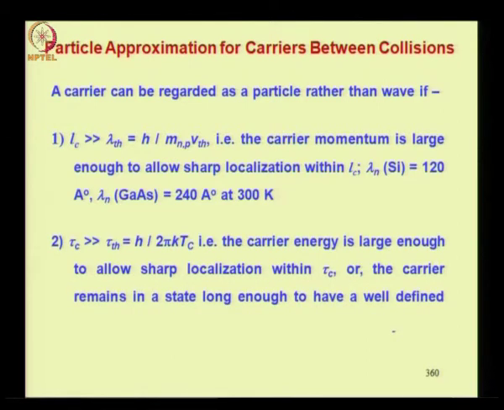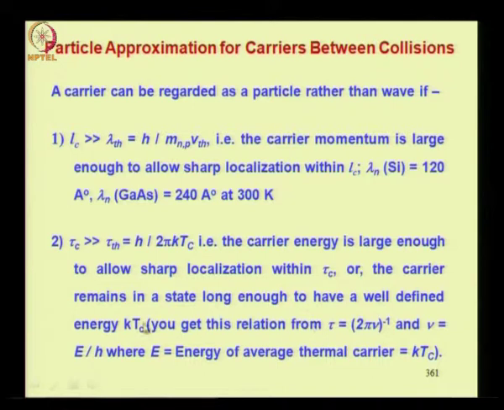Now the second condition for the particle approximation is that the mean free time between collisions should be much greater than this time constant tau thermal, which is given by h by 2 pi kTc, that is the carrier energy is large enough to allow sharp localization within tau c, or the carrier remains in a state long enough to have a well defined energy kTc. Okay. So this is the condition.